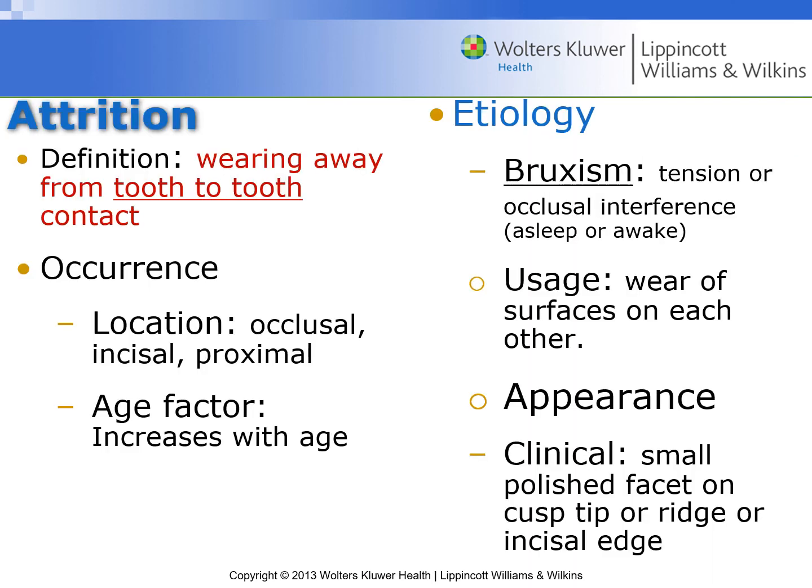So now we're going to go to attrition. Attrition is a wearing away from tooth to tooth contact. And with attrition, you'll look at the incisal edges and the occlusal edges of somebody's teeth, or even proximal, in between. Age factor: attrition can increase with age, where older folk, especially in their 70s and 80s, may have a lot of wearing away from tooth-to-tooth contact from their whole life.